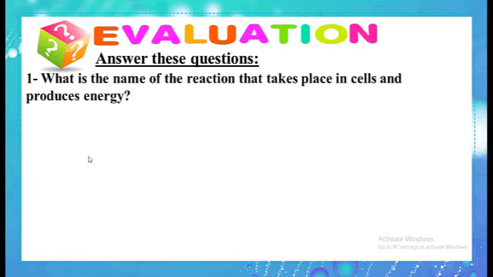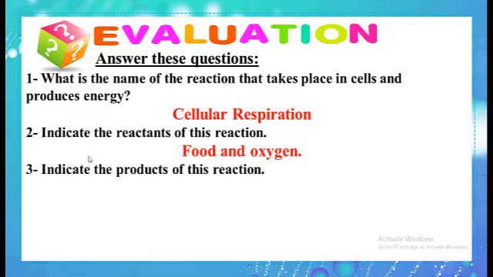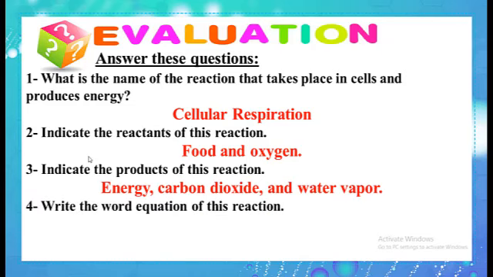Number 1, what is the name of the reaction that takes place in cells and produces energy? Yes, it's cellular respiration. Number 2, indicate the reactants of this reaction. Yes, food and oxygen. Number 3, indicate the products of this reaction. Yes, correct. Energy, carbon dioxide, and water vapor. Number 4, write the word equation of this reaction.